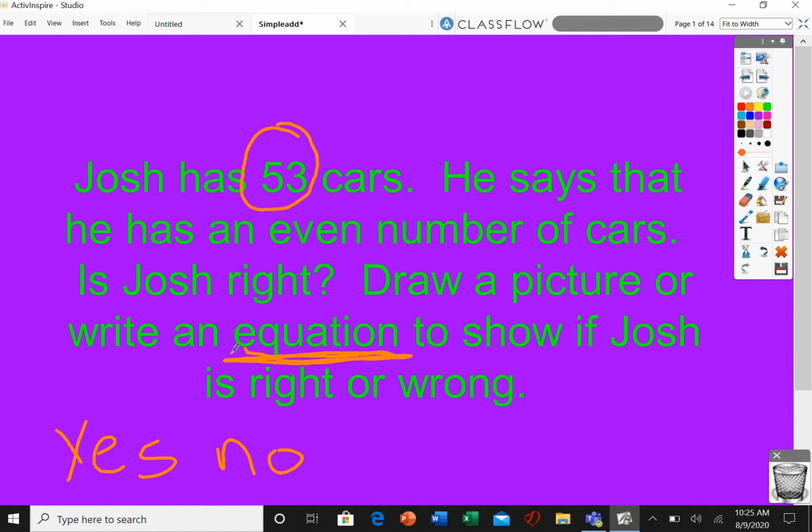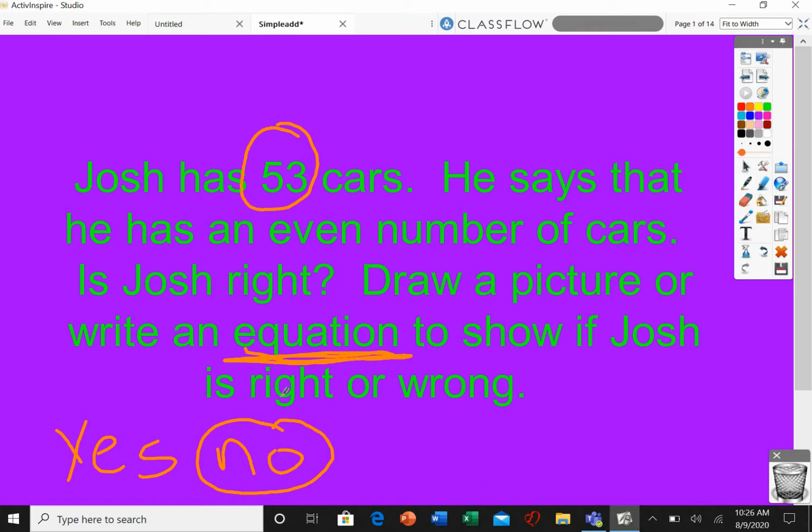Okay. Hopefully you have worked it out and you know that 53 is an odd or an even number. I'm going to let you tell me real quick. 53 is an even number or an odd number? Yes. When you proved it, I hope that you saw that 53 is actually an odd number. So the first thing we had to answer, is Josh right? No. So I hope that the first thing that you did was say no. Josh is not right because 53 is not even.